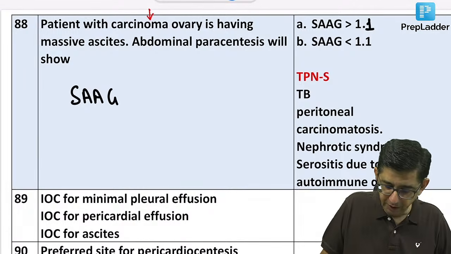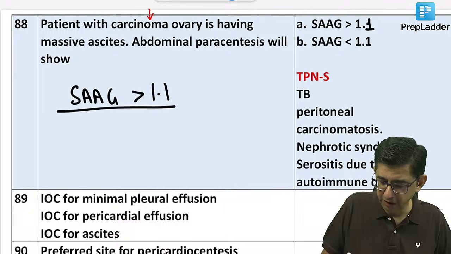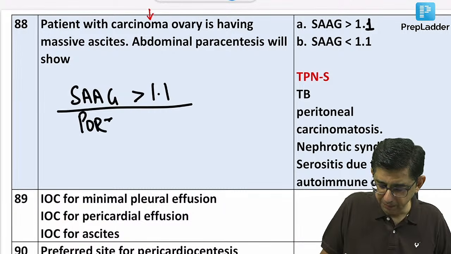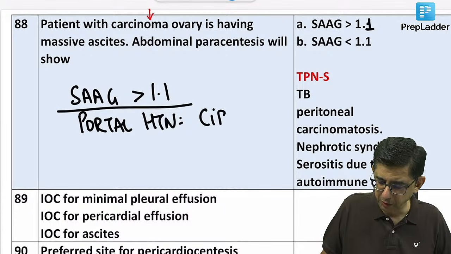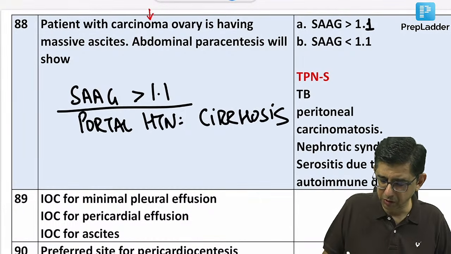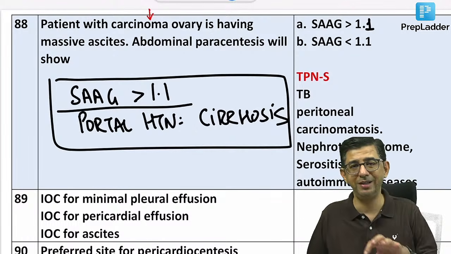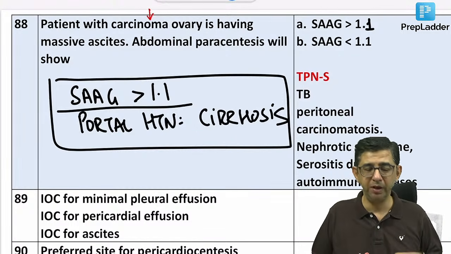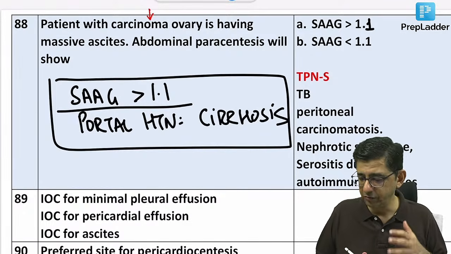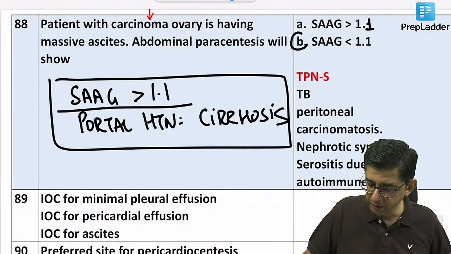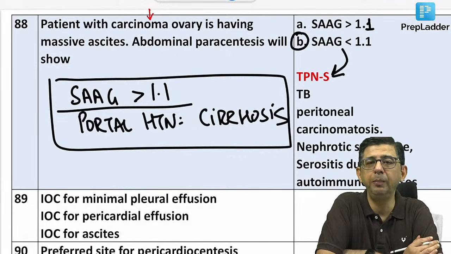Remember this statement of mine: SAG value more than 1.1 is always for portal hypertension. Whenever he gives you a question on liver cirrhosis, whatever the cause, alcoholic or non-alcoholic, and a SAG value more than 1.1, it is always going to be cirrhosis. That is a transudative variety. But whenever he gives you a cancer, your answer would always be SAG value less than 1.1. And how to remember this would be a mnemonic by the name of TPN.